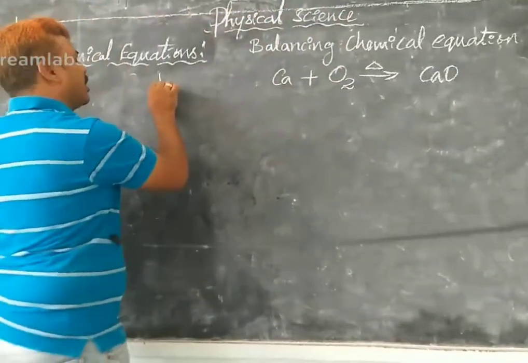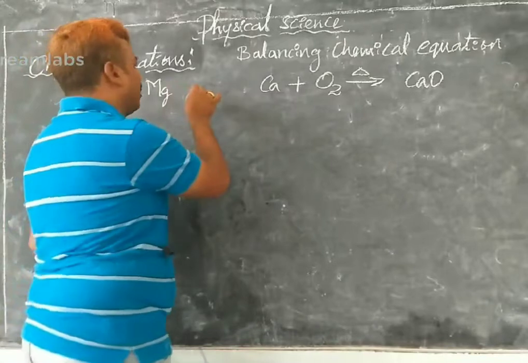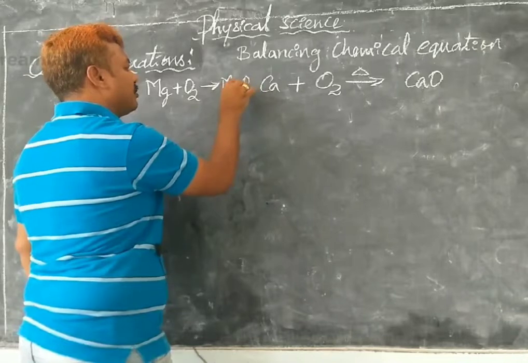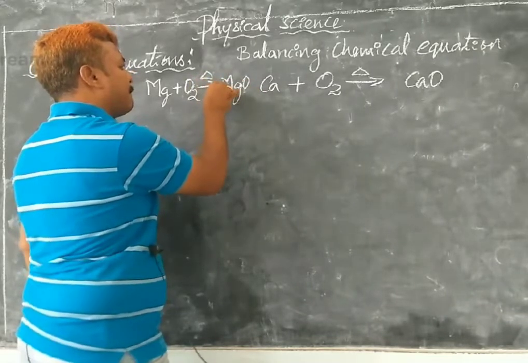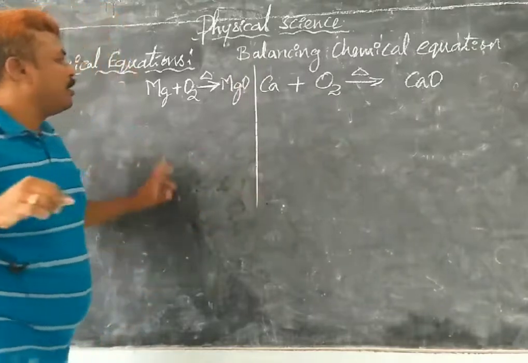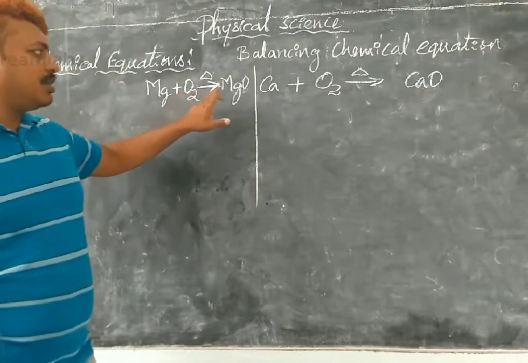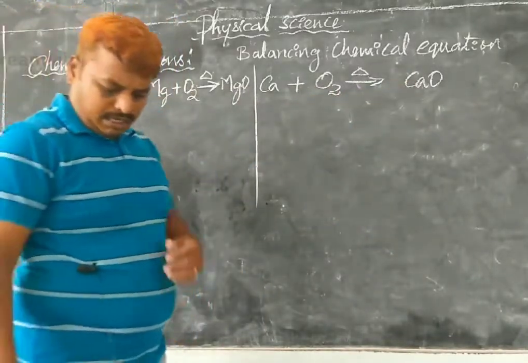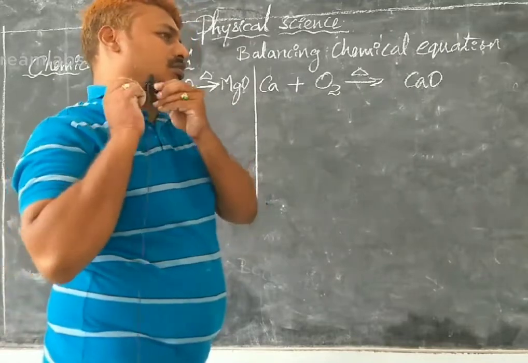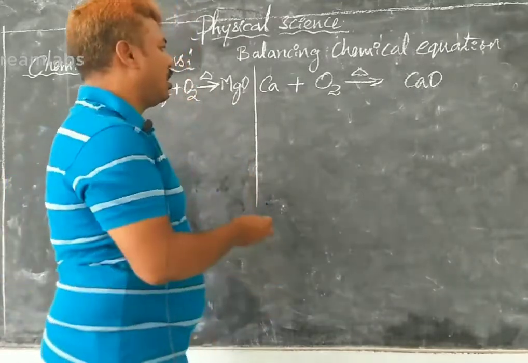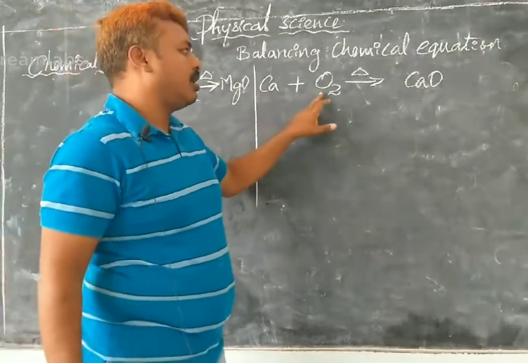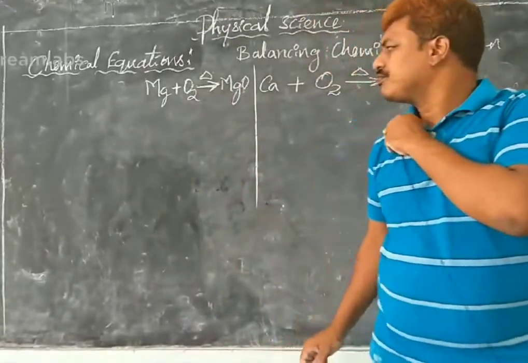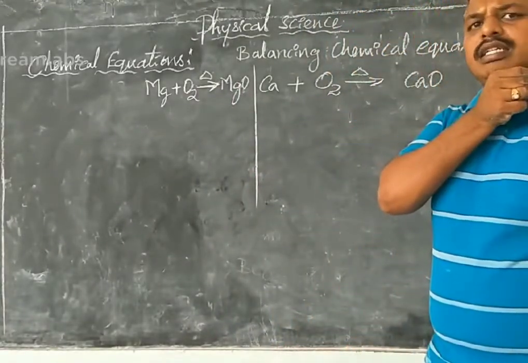Similarly, like magnesium reacts with oxygen, gives you MgO on heating. Magnesium reacts with oxygen, gives you magnesium oxide. Calcium reacts with oxygen, gives you calcium oxide. Now here, calcium and oxygen give you calcium oxide. Now what I will do, I will put a tabular form for your better understanding.